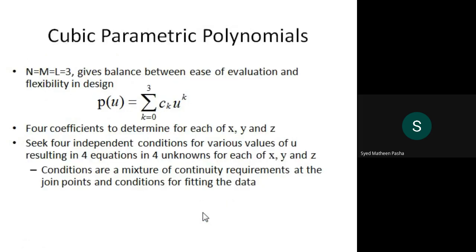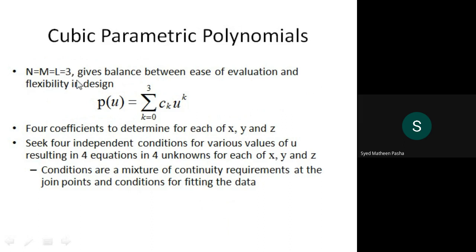So we have cubic parametric polynomials. As I told, with respect to this module, each and everything will be related to your software part as well as hardware part. We studied some of the hardware devices as well. Now we are actually studying how to represent such kinds of curves, surfaces, and all with respect to the software OpenGL. In cubic parametric polynomials, we have a condition, that is the termination condition n, m as well as l should be equated to 3.